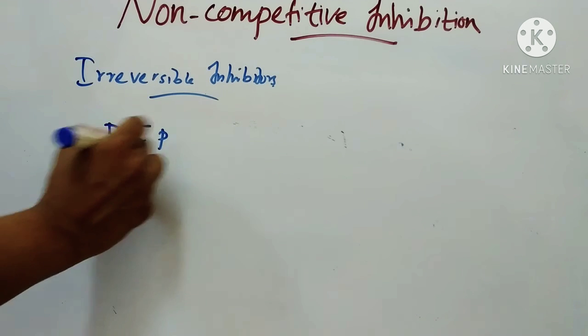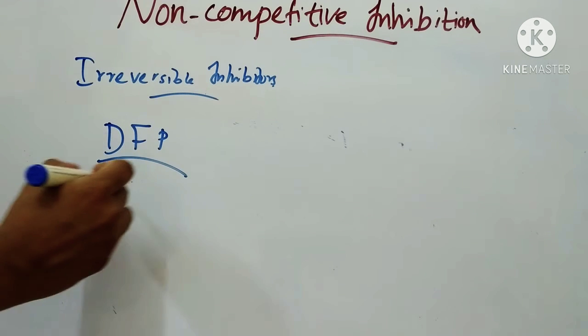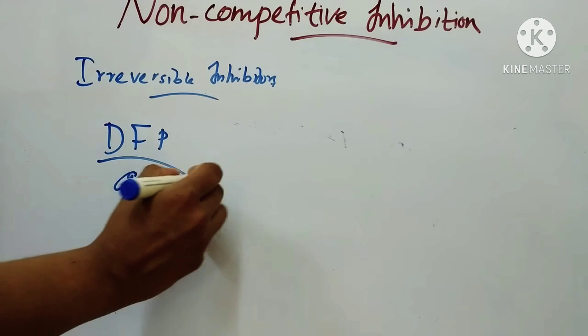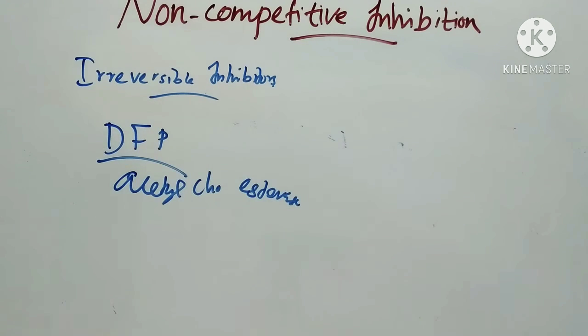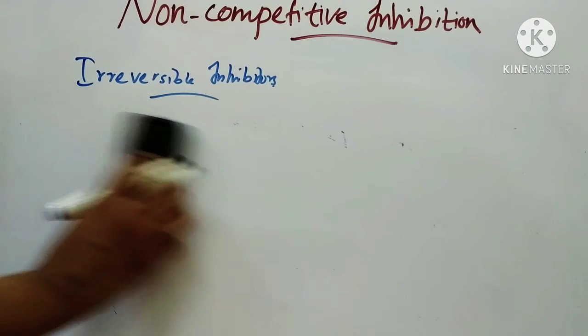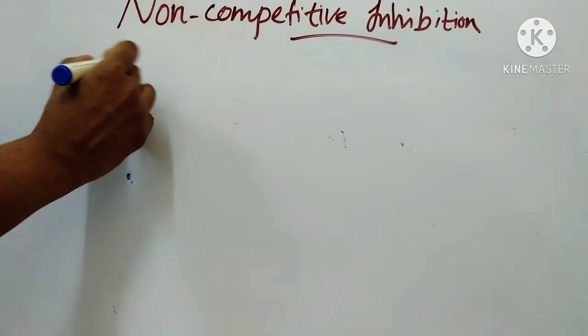Diisopropyl fluorophosphate inhibits enzymes with the serine in their active site. For example, acetylcholine esterase. These are the examples of irreversible non-competitive inhibitors. Next we will see suicide inhibition.